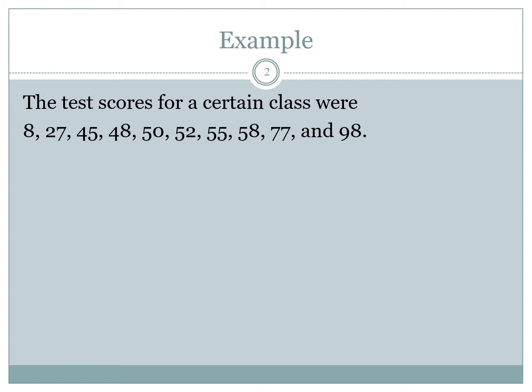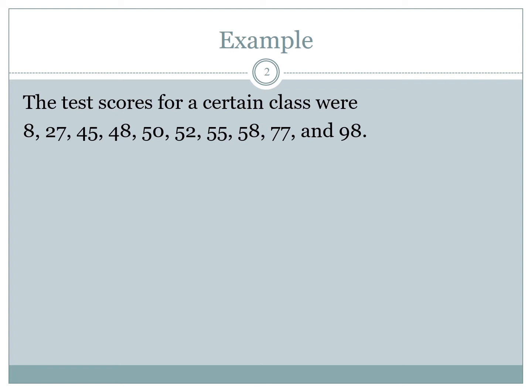So if you were doing this by hand, you would have to either put it in ascending order or in descending order, because the five-number summary consists of the lowest, the first quartile, the median or the second quartile, the third quartile, and the maximum. So right away you already know two values. You know 8 is the minimum and 98 is the maximum.